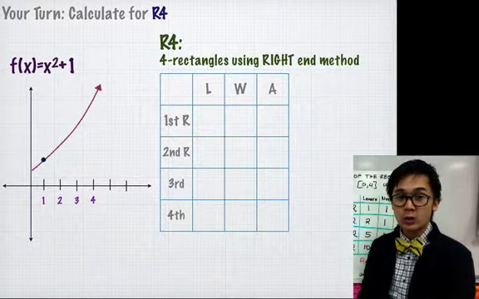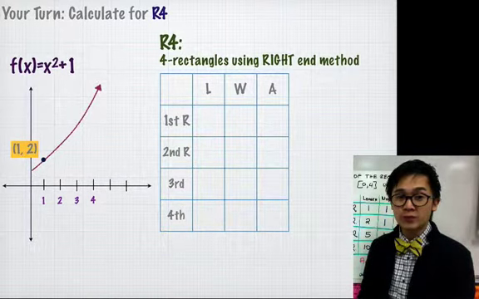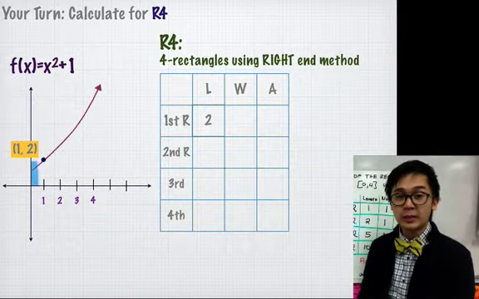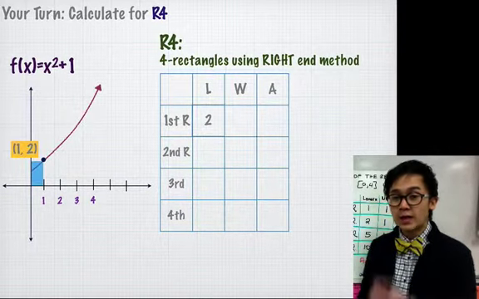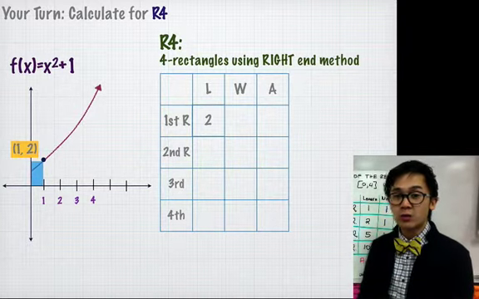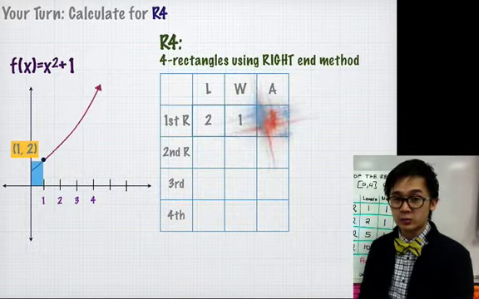So, ang aking value niyan, pagka sinubstitute ko dun sa f of x, 1 squared plus 1 will give me 2. So, yung length ng aking first rectangle will be equal to 2. Kasi nag-start na ako ngayon sa 1 at hindi na dun sa 0. Now, yung width ko will be equal to 1 unit kasi 1 lang yung hinaba ng aking rectangle. So, meron ako ngayong width na equal to 1. Multiply ko silang dalawa. So, yung area ng first rectangle ko using this method is equal to 2.